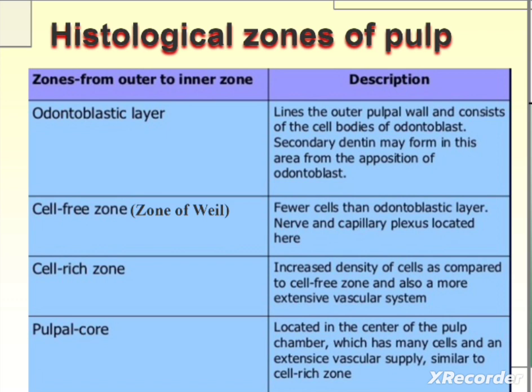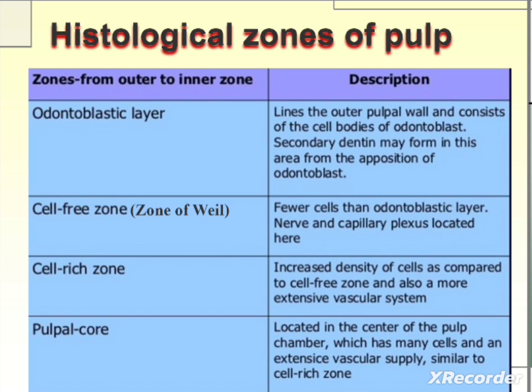The next zone after odontoblast is the cell-free zone or the zone of Weil. They have fewer cells than odontoblastic layer. Nerve and capillary plexus are located in the cell-free zone. So as the name suggests, there are fewer cells. That's why it is known as a cell-free zone. After cell-free zone, we have the cell-rich zone. So as the name suggests, it is rich in cells. So there is increased density of cells as compared to cell-free zone. And there is also an extensive vascular system.